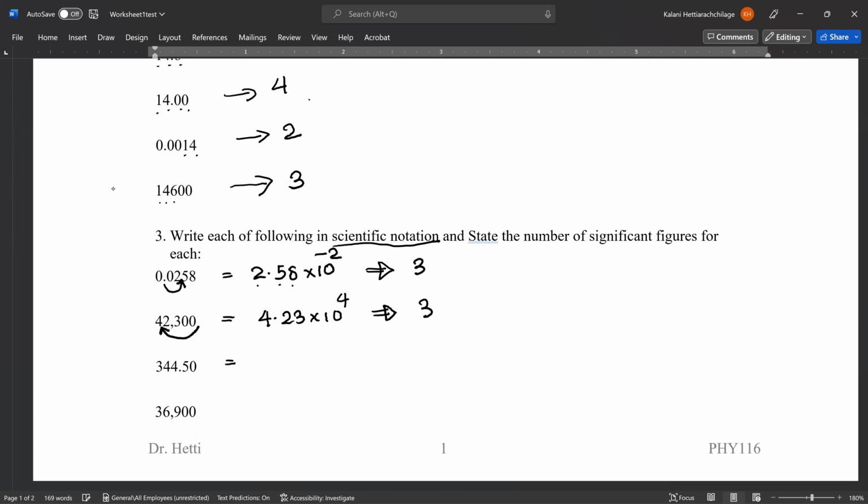Okay. And for the next one, I need to move the decimal to here, right? That means I have 3.445 times 10 to the power 2, and that has 4 sig figs. And for this number, I move the decimal to here, so I have 3.69 times 10 to the power 4, and that gives you 3 sig figs.